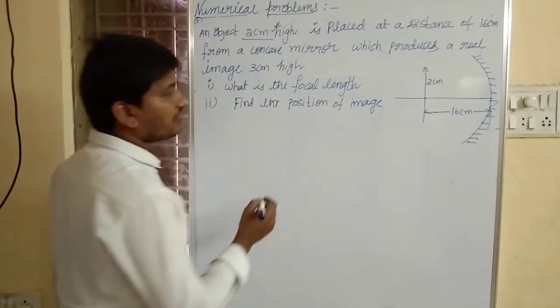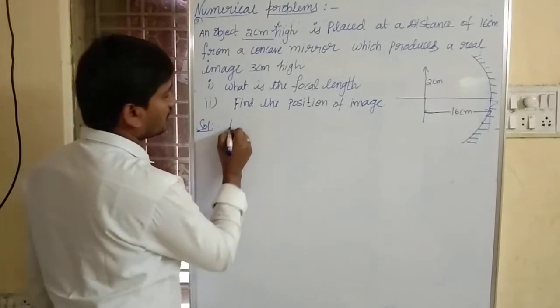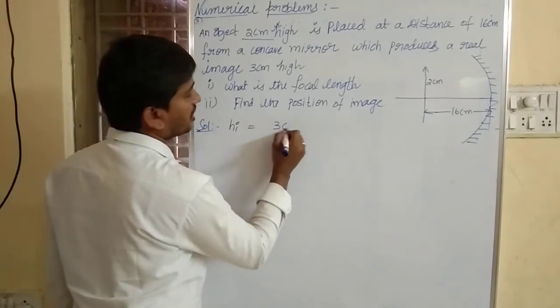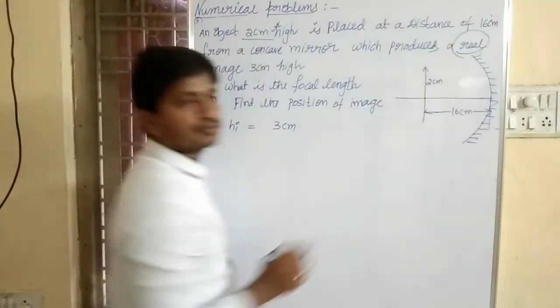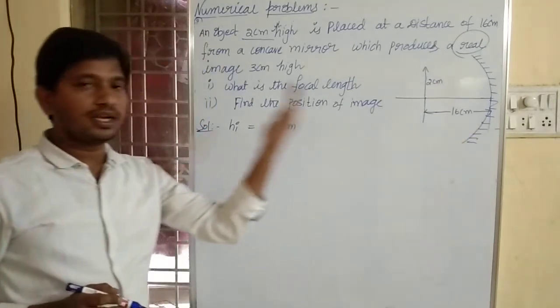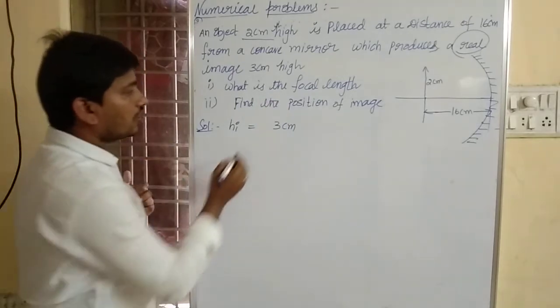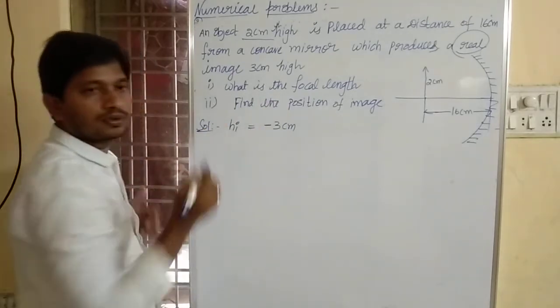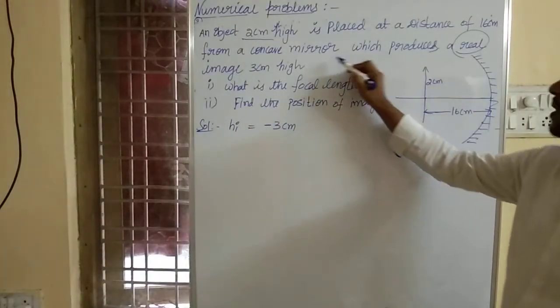Here the height of the image is given as 3 centimeter, and they said it is a real image. Real image means which we get in front of the mirror. So the height of the image is minus 3 centimeter. That is what we have to understand in the question properly.